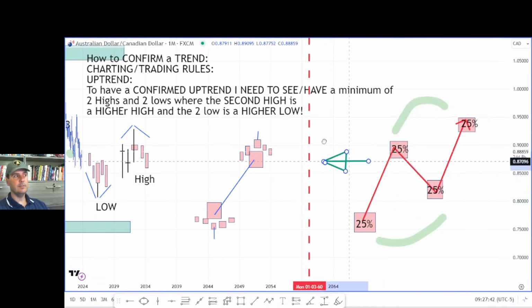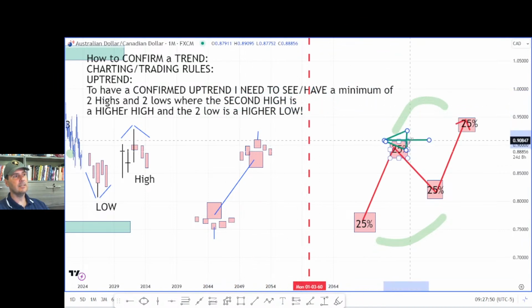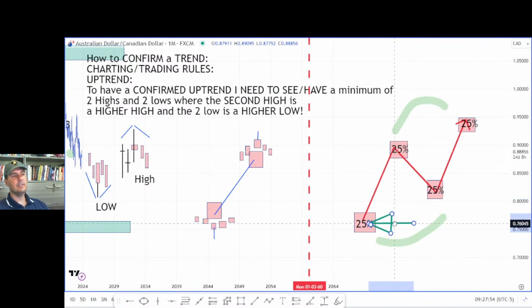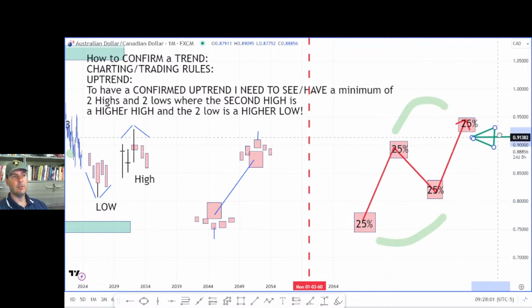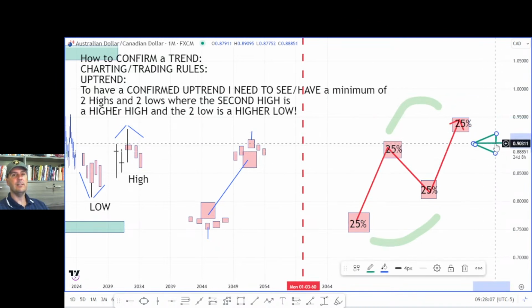Together, see the logic behind it, everybody? To have a confirmed uptrend, I need to see or have a minimum of 2 highs and 2 lows, where the second high is a higher high and the second low is a higher low. So once I have a minimum of these, how much is 25 plus 25 plus 25 plus 25? How much is this in percentage confirmation? Type in the chat.